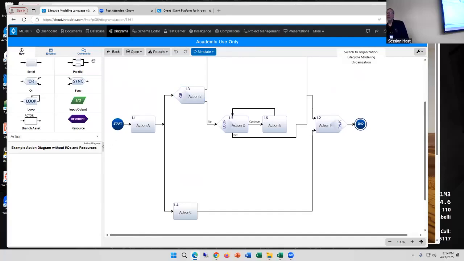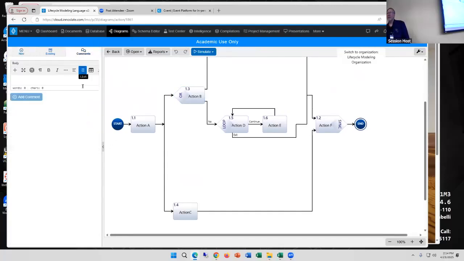Again, comments are always welcome. Just here's a comments tab. If you have a comment about that diagram, say, why does this look like that? Or why is this not there? Or whatever, what does this really mean? Please ask us.